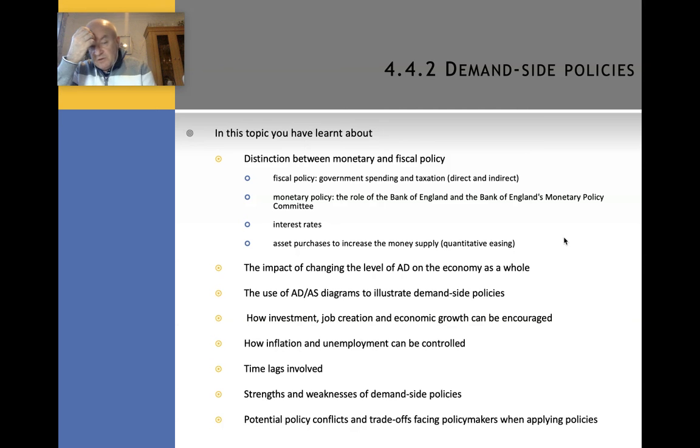So that's what we've been looking at. We've covered quite a lot of ground, because we've not just talked about fiscal policy and monetary policy. We've also looked at a range of different scenarios. We've looked at AD and AS diagrams and how you can illustrate both demand side and monetary policy, both expansionary and contractionary, and that hopefully gives a pretty good summary of all the things you would need to consider when it comes to demand side policies.